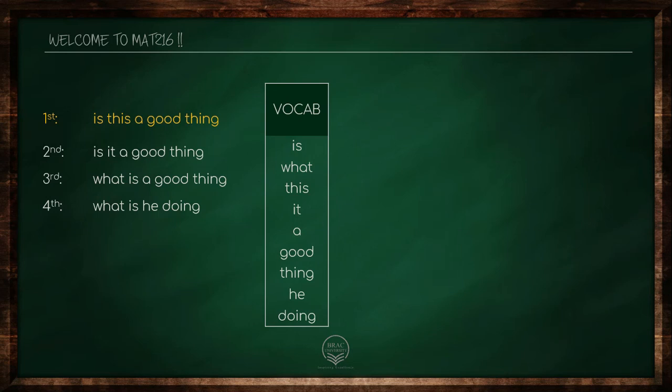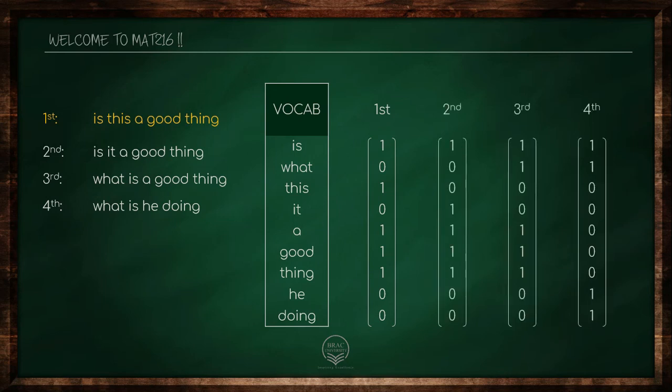Now we are going to define a few vectors. So these vectors are basically the count of each word. In the first sentence, we have one occurrence of the word is. So we have a 1 here. We don't have any what, so 0. We have 1 this, so we have a 1 here, and so on. Similarly, if we write the vectors of all the other sentences, we get all of this.